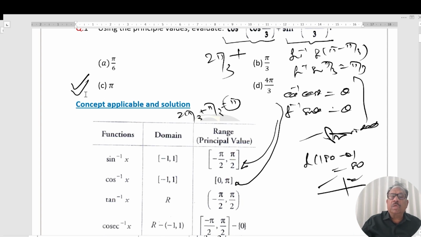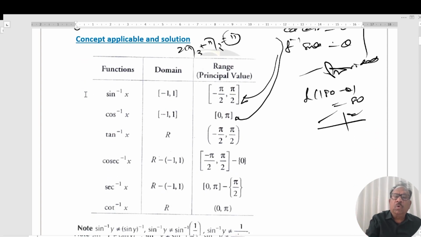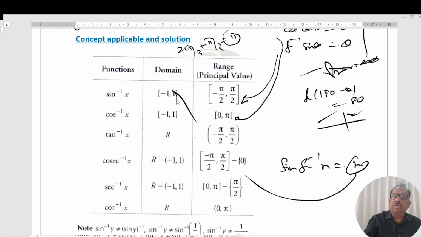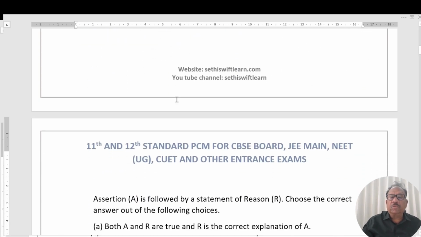I have given the table here. You can go through it: the domain of all the inverse trigonometric functions and their principal values. Sine of inverse x will be x, provided this condition is satisfied. Similarly, for all of them, you have to go through it very carefully, right? Next question.